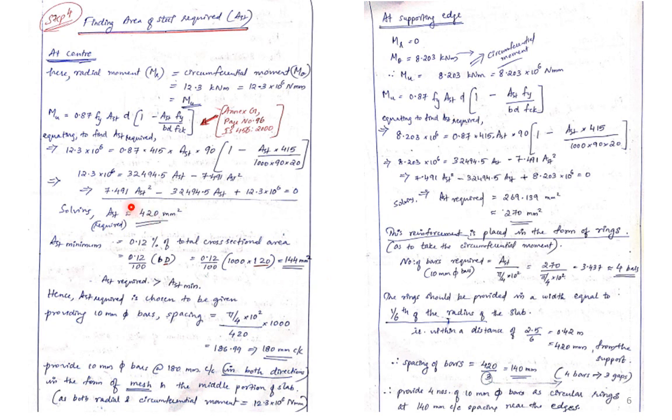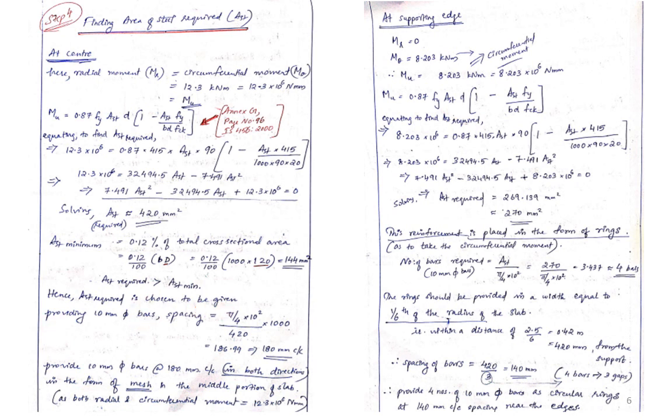So what is the Ast required? It is 420, and minimum Ast required is 144. So we can give this Ast. If in some cases the Ast required is coming as, say, 90 mm square, the minimum Ast to be given is 144. You cannot go with 90; you have to go with Ast minimum. In this case, Ast minimum is 144 and the required value is 420, which is greater than Ast minimum. So it is okay, and hence Ast required is chosen to be given.